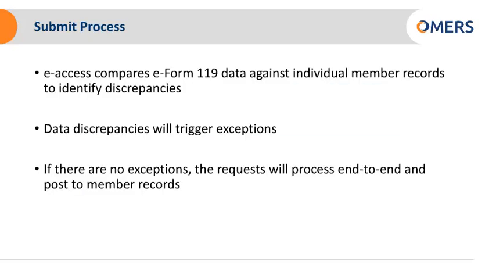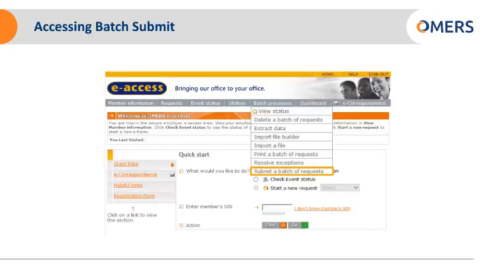During the submit process, eAccess compares eForm 119 data against individual members' records to identify any discrepancies. A check is performed to ensure the full year is accounted. The data is also compared to prior years. If there are any discrepancies, an exception will fire. If there are no discrepancies, the request will process end to end. To submit a batch of requests, under the Batch Processes tab, select Submit a Batch of Requests.